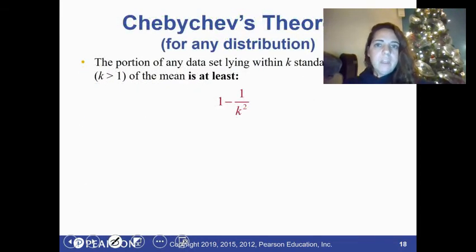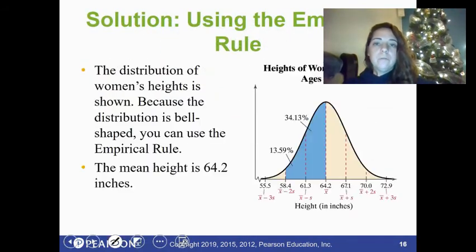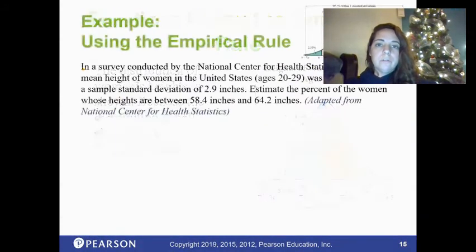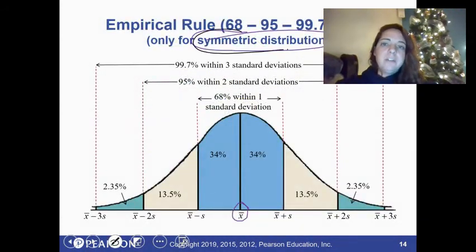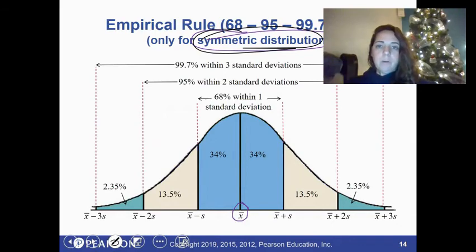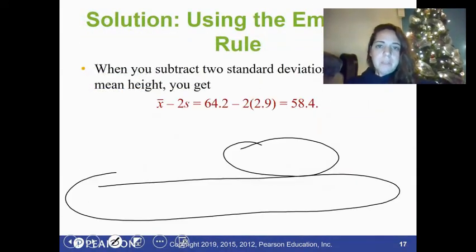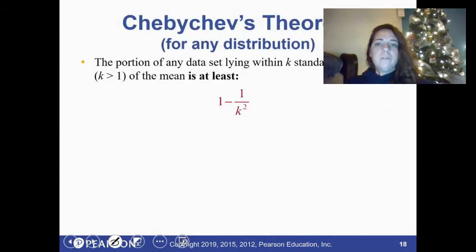Now, Chebyshev's theorem. If you remember, the empirical rule can only be used for symmetric distributions. It has to look like that bell curve. But Chebyshev, which first of all is a cool name, can be used for any distribution. I'm going to show you this part, and it's going to be confusing, but then we're going to get to the bottom line.